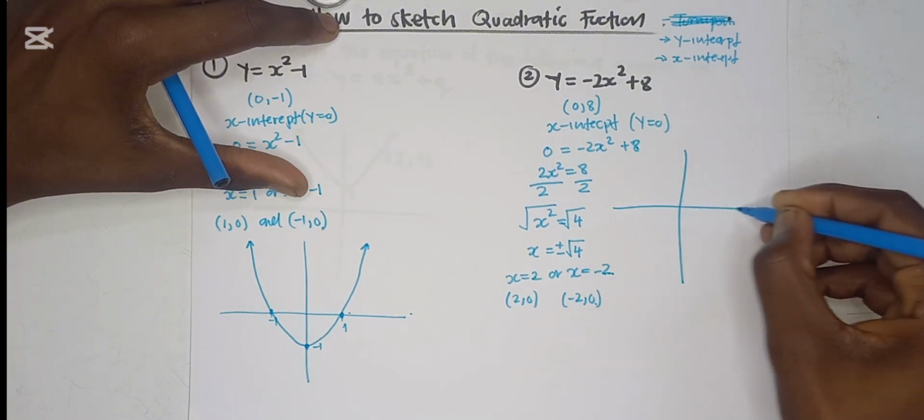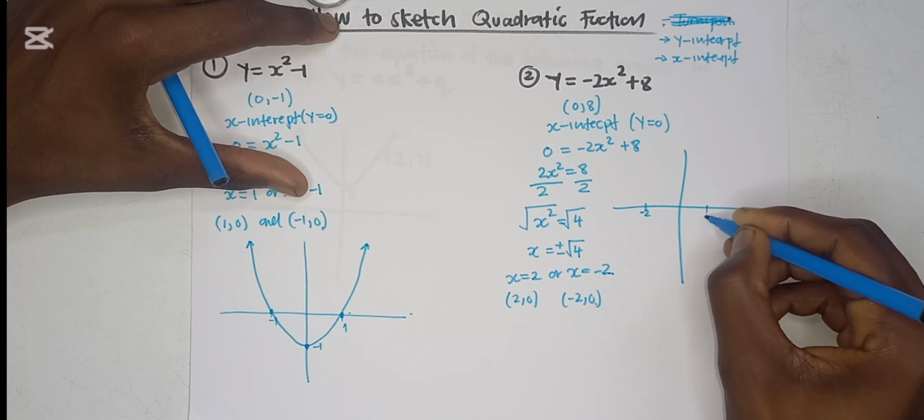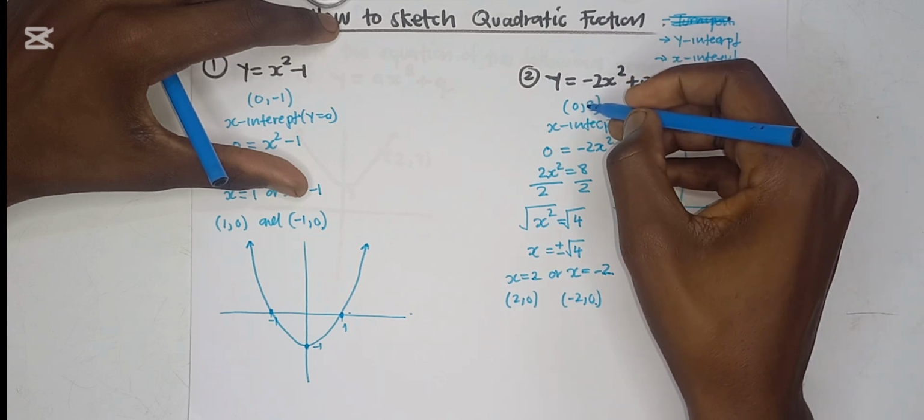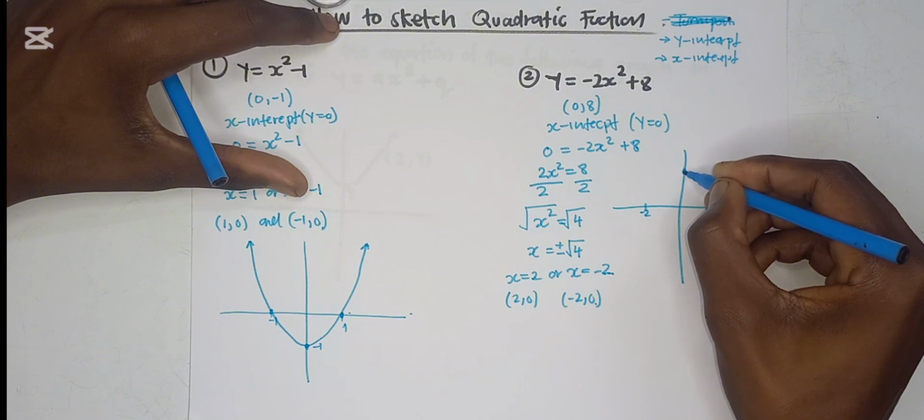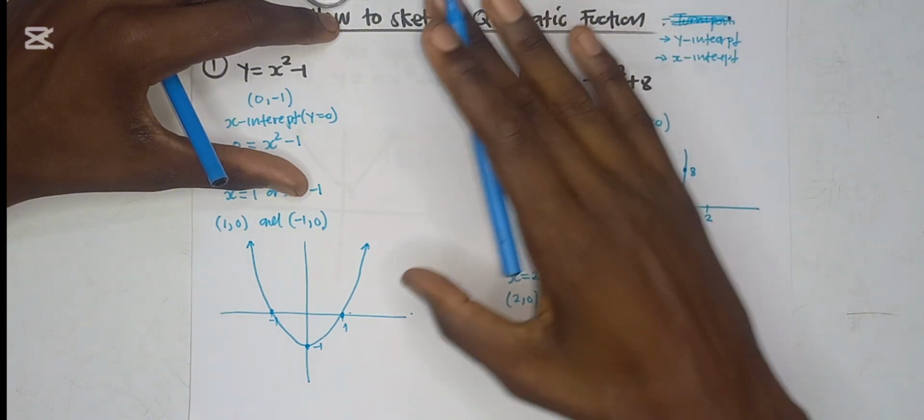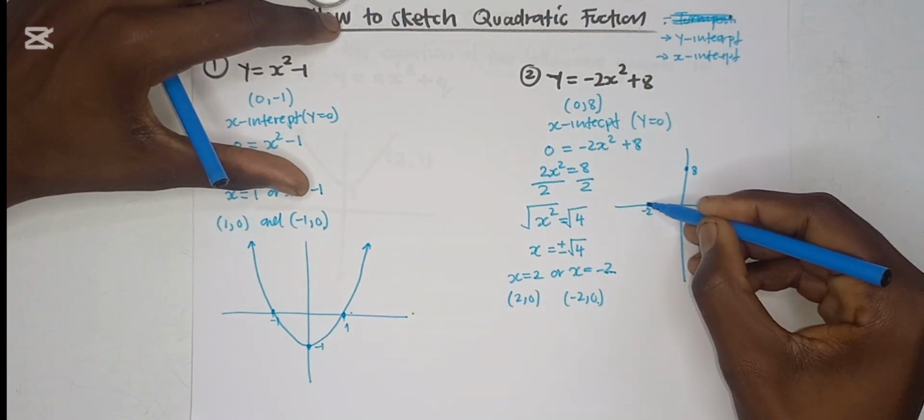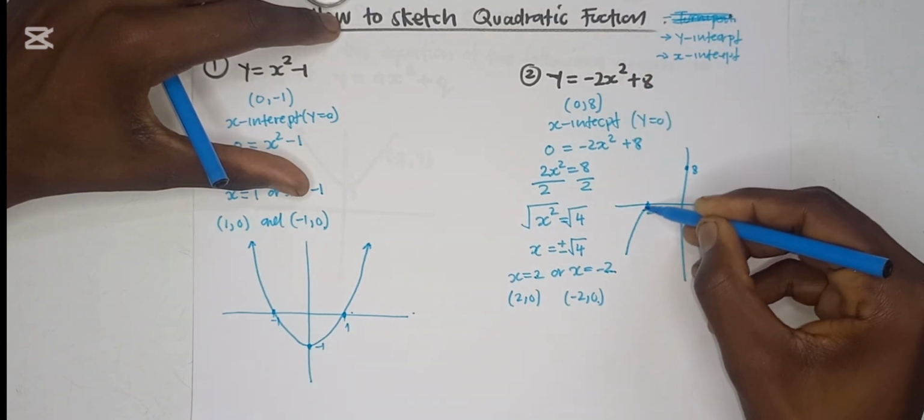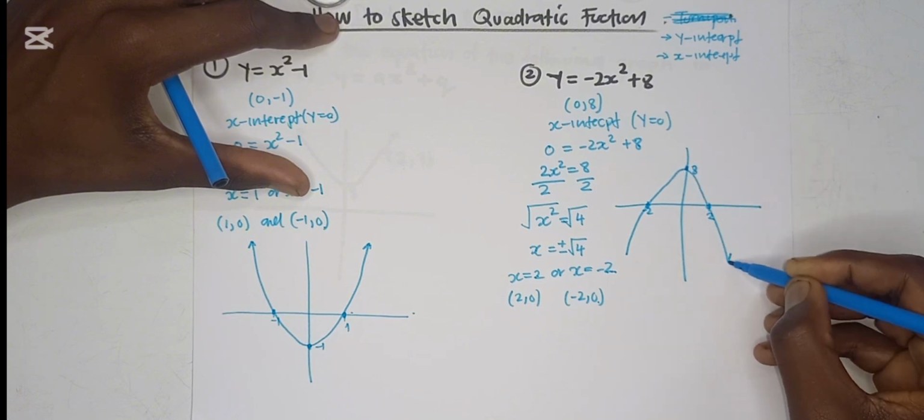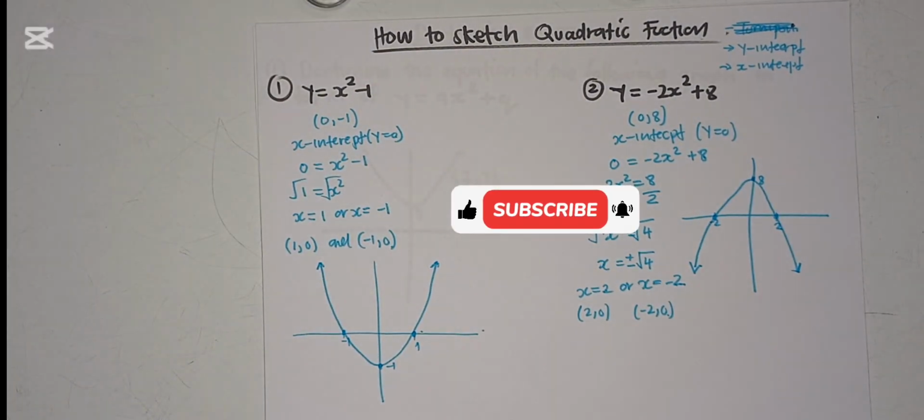So here is going to be our graph. Our x-intercepts are going to be -2 and 2, and then our y-value is 8. The 8 is going to be somewhere here. This is 8. Even if you don't understand the shape, if you find the x-intercepts and the y-intercept, it's going to show itself here because these are the points. And then you can see this one is going to go in this manner. So this is how to sketch this graph. See you in my next video.